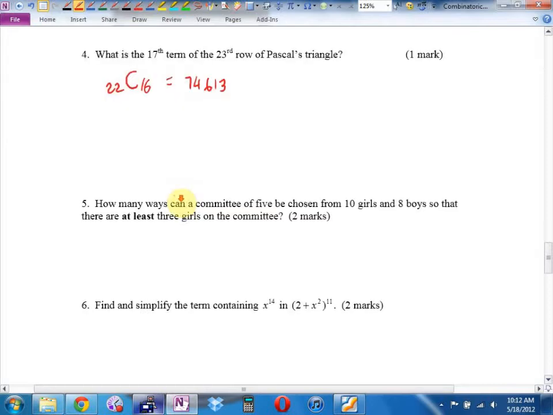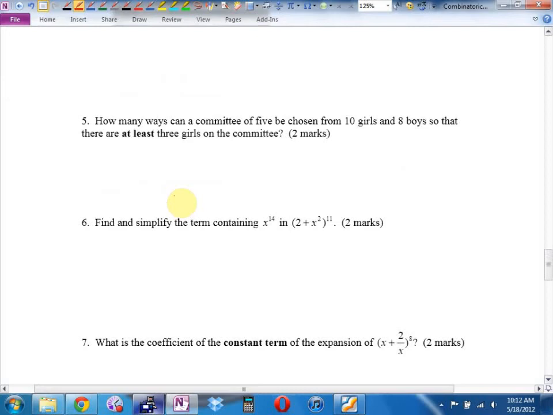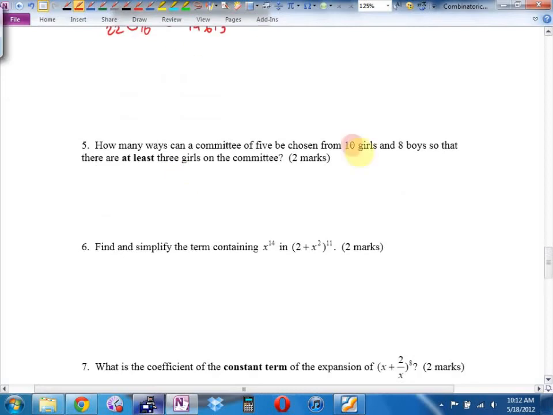I like number 5. At least 3 girls. You know what? There's 2 subcategories. This is a job for a bucket. Girls, boys, 10, 8. At least 3 girls means 3 or 4 or 5. Oh, and stop because it's only 5 people that we're picking.